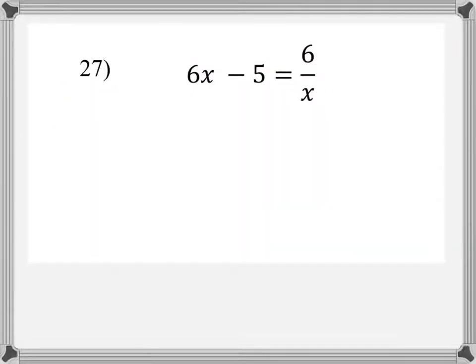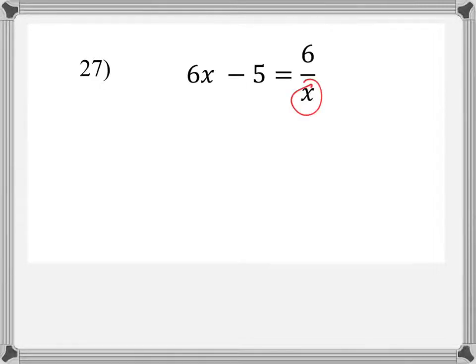Okay, let's look at a second equation: 6x minus 5 equals 6 over x. Okay, well, this doesn't look quadratic because I don't see a quadratic term. There's no x squared term here, but we do have that fraction, 6 over x. And remember from earlier, the way we got rid of fractions was by identifying the LCD and multiplying all of our terms by that LCD.